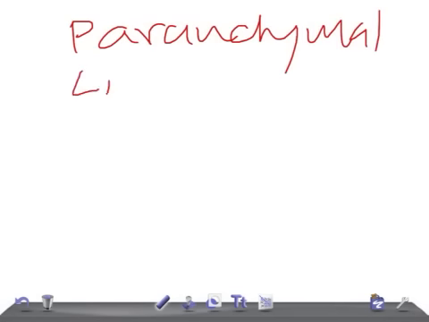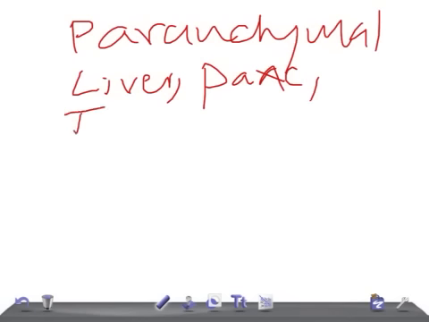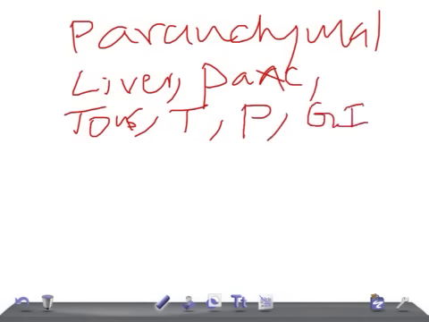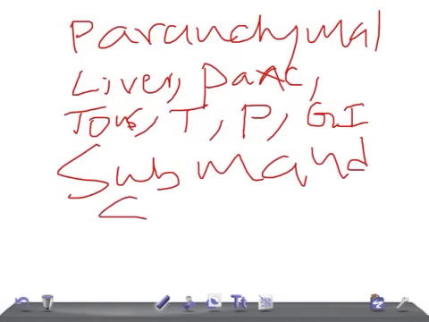The parenchymal part is formed from the endoderm, right? The pancreas, tonsils, liver, thyroid gland, then parathyroid gland, then glands of the GI tract. All the glands, because glands are lined by the parenchymal tissue. Then we have the submandibular gland and sublingual gland.